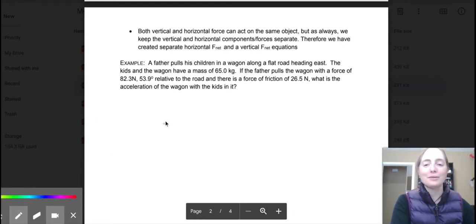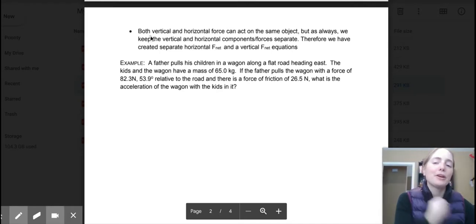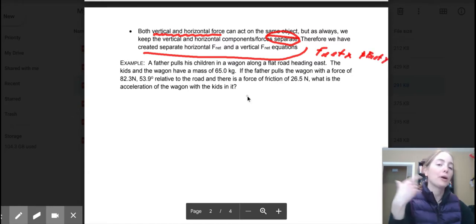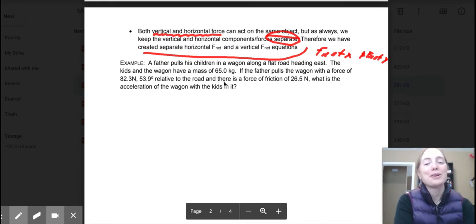All right. So, ladies and gentlemen, this is what we got here for your notes. So please underline that we're going to be looking at both vertical and horizontal forces acting on an object at the same time. Now, once again, we always keep all of our vectors on the X and Y separate. So we are going to be having to separate our F net equations into our F net on the X and our F net on the Y when we're looking at our calculations. So the best thing we can do here is jump right in.